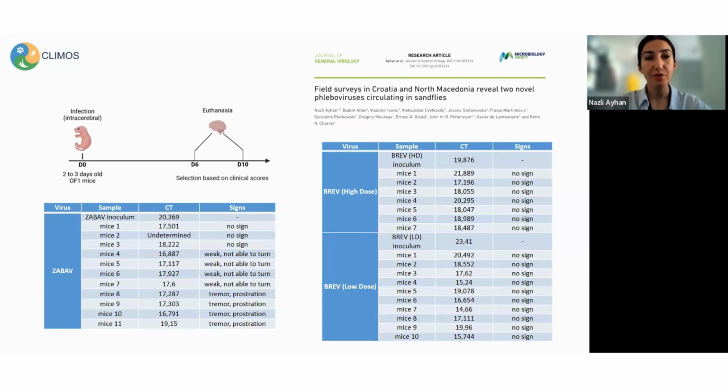Afterwards, we performed an artificial infection using 2 to 3 day-old suckling mice. We infected them intracerebrally with Bregalaka virus and Zabavirus. As you can see in the table, we couldn't observe any signs or symptoms in the mice infected with Bregalaka virus, but some mice showed symptoms for Zabavirus. We also euthanized them between day 6 and 10 after infection, and tested the brain samples to see if the virus is present in the brain cells or not. As a result, we managed to detect the viral RNA of both Zabavirus and Bregalaka virus.